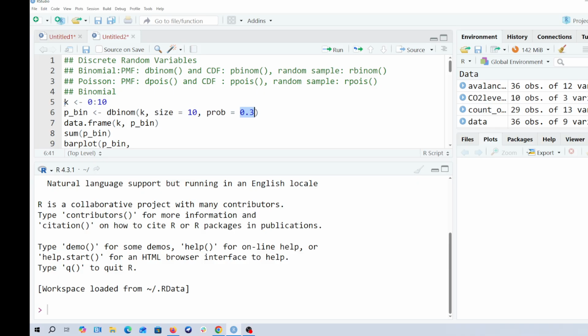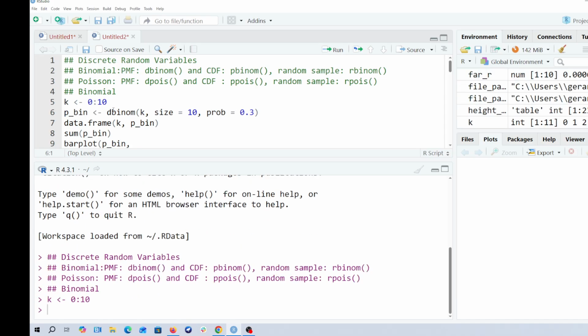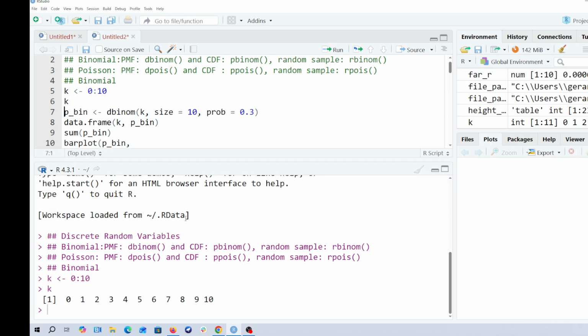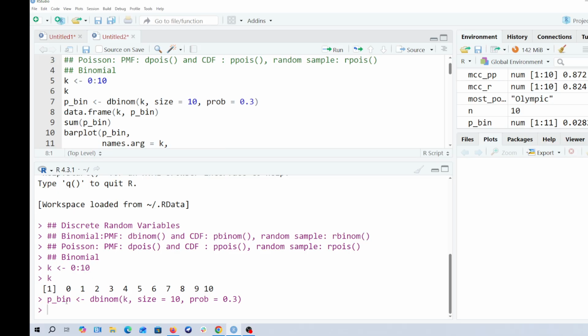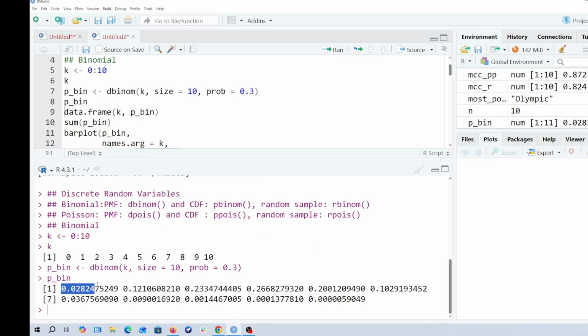Here I'm just running this to see how k looks. We are generating a sequence of numbers from 0 right up to 10. That's how you can do this in R. Then if I run this, we can also look at how pnum looks, the probabilities p underscore binom. You see these are the probabilities that were calculated for each of these numbers.